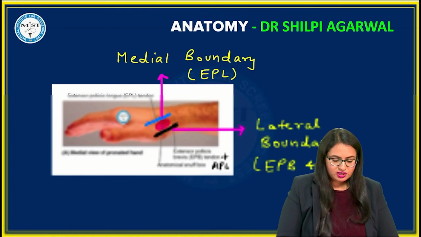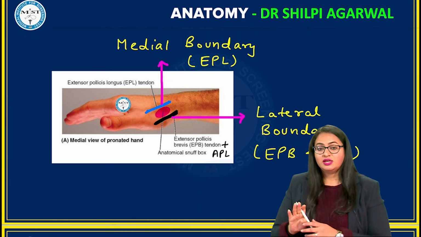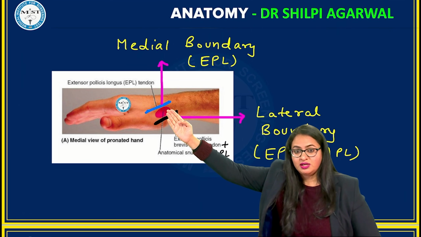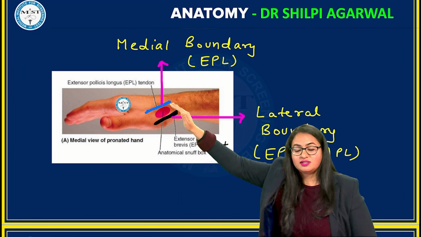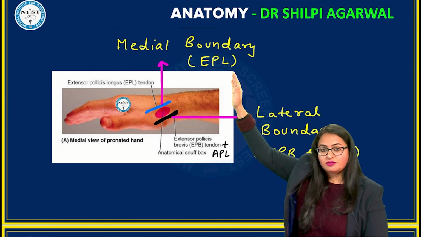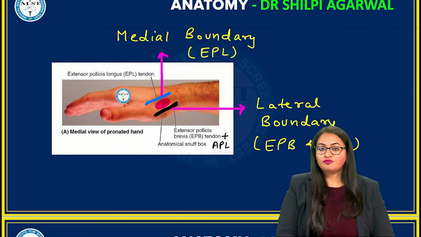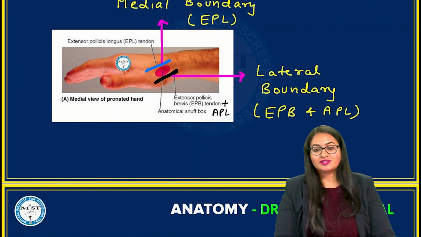Then further, as we come over here, this is a very, very important image, the anatomical snuffbox. This colored area is the anatomical snuffbox, this depression. Then we have shown 2 boundaries, medial and lateral. The blue colored is the medial boundary formed by extensor pollicis longus, and the black colored is the lateral boundary formed by extensor pollicis brevis and abductor pollicis longus.